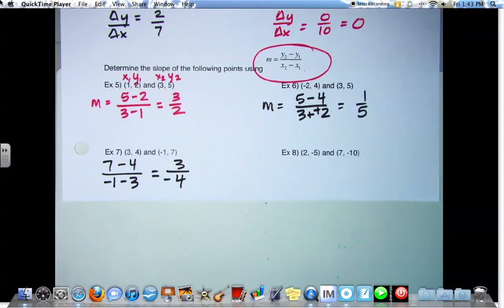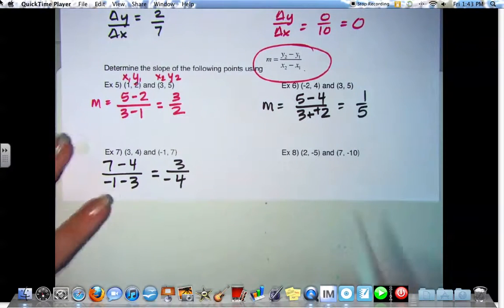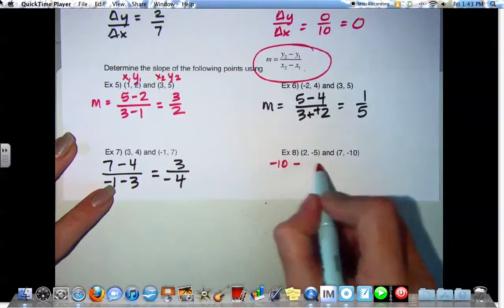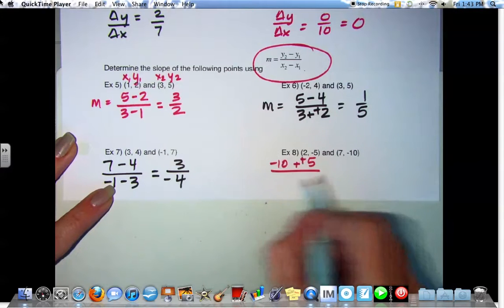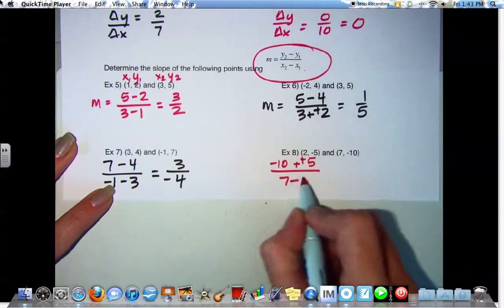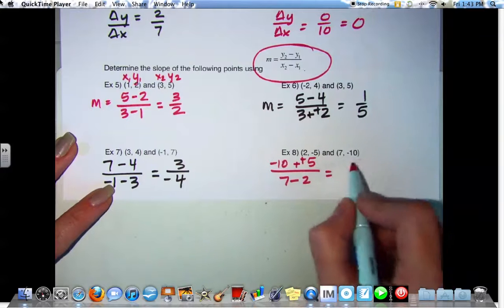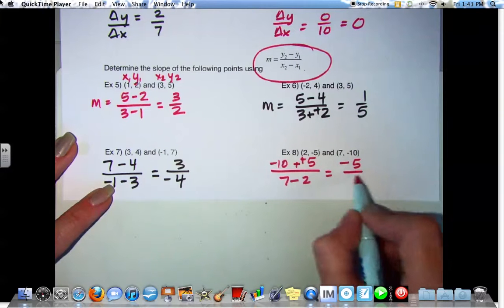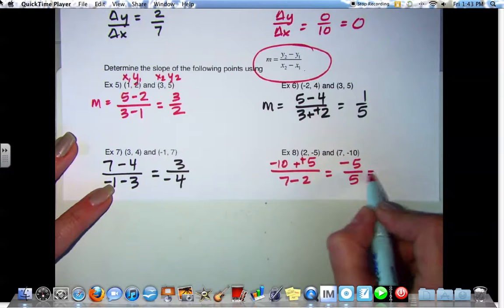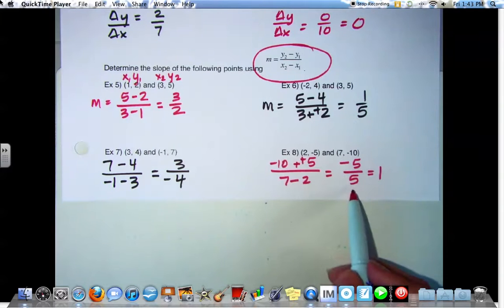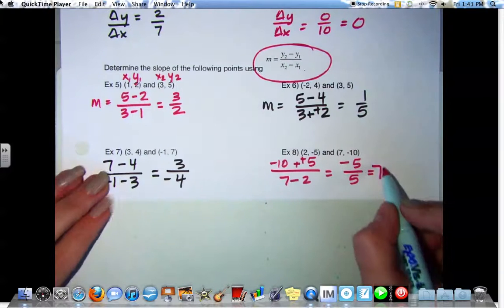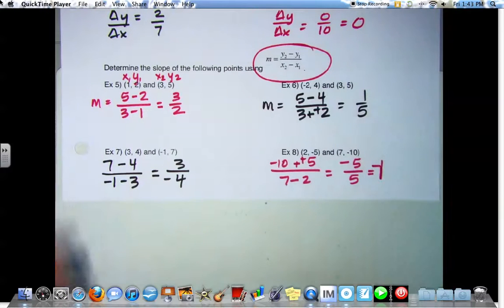All right, example 8. What's my y2 value? 4. Negative 10 minus, plus negative 5. Plus, yep, plus 5 over 7 minus 2, which is negative 5 over 5, which is negative 1. Why would it be that? You have negative 5 divided by positive 5, so that gives you negative 1. Okay, that looks like a 7.